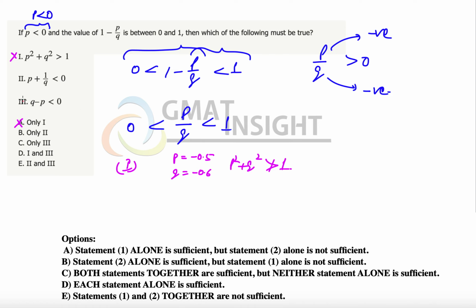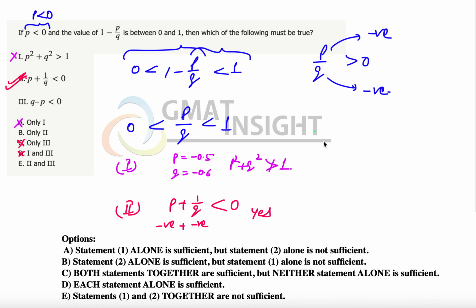Let's look at the second part, which says that p plus 1 upon q is less than 0. This part definitely has to be true, because p plus 1 upon q will refer to a negative value added with another negative value, so the result has to be definitely less than 0. So yes, it has to be true, so the second part must be true, which means we can eliminate all the options which do not have the second part. So now we are left with only two choices, option B and option E.